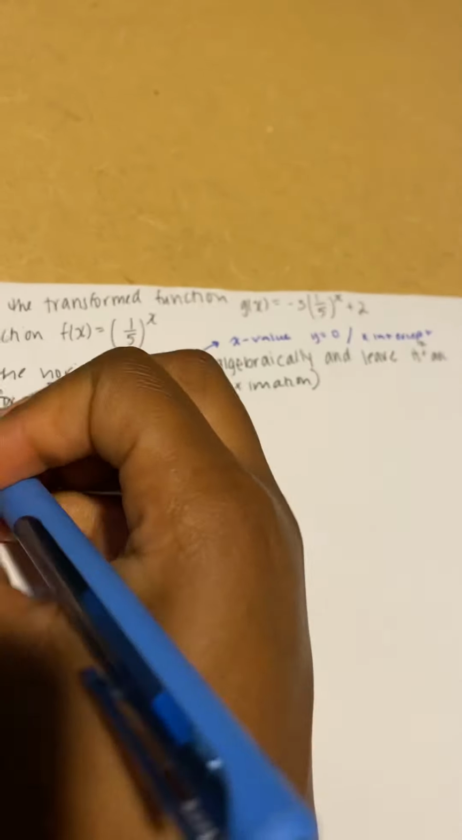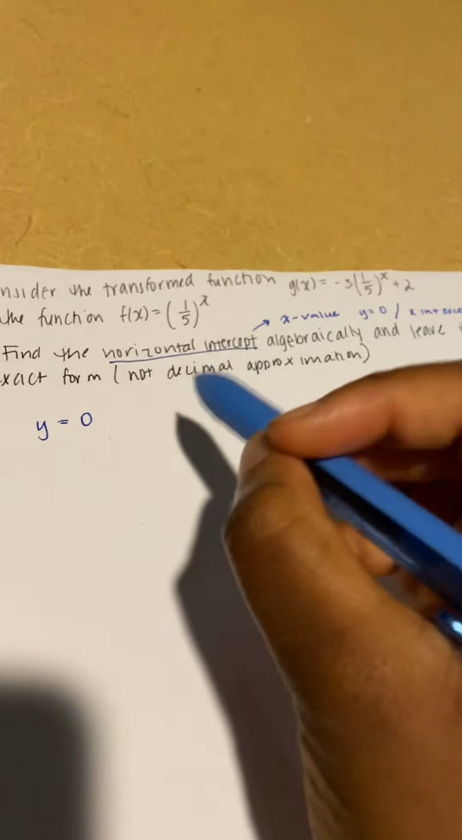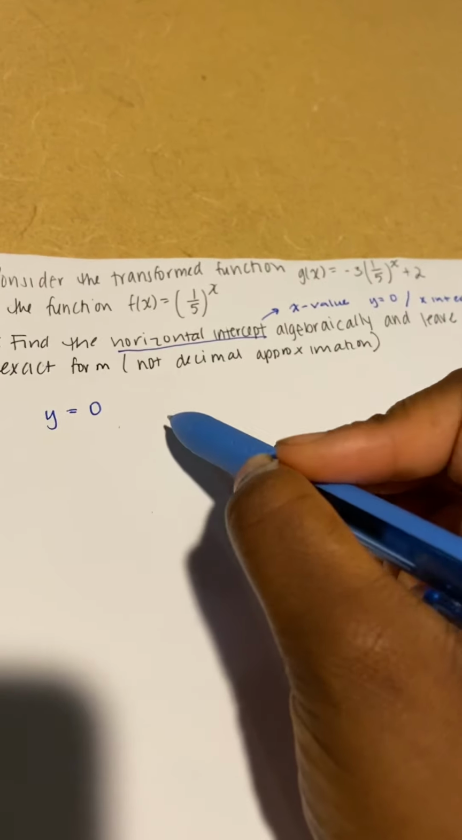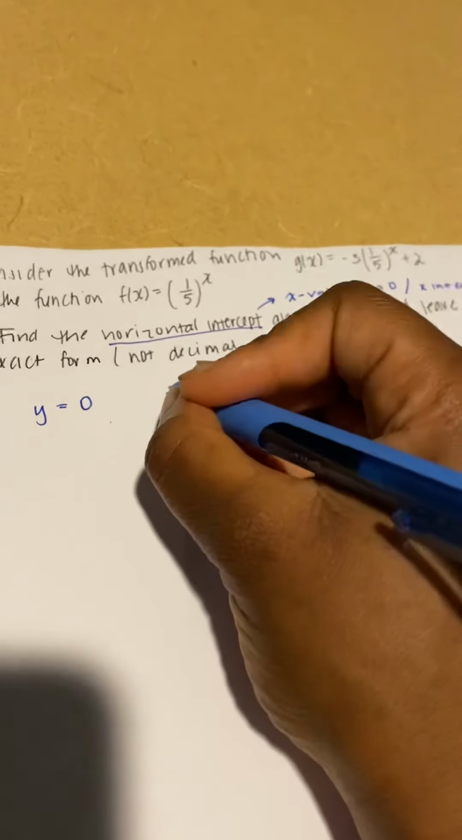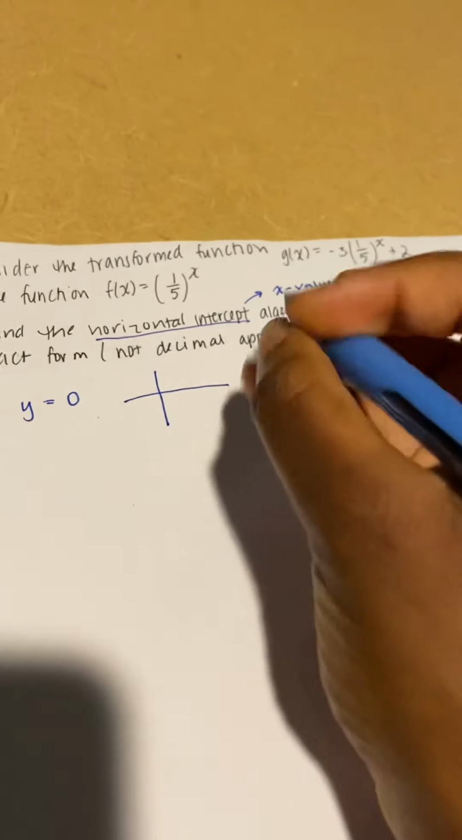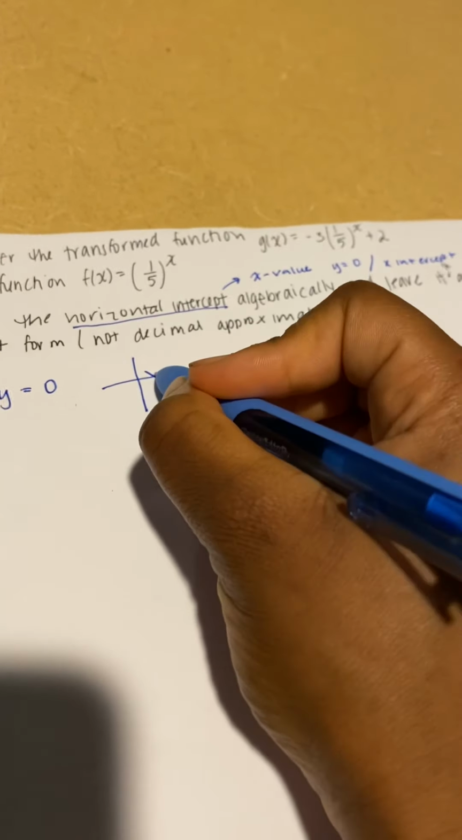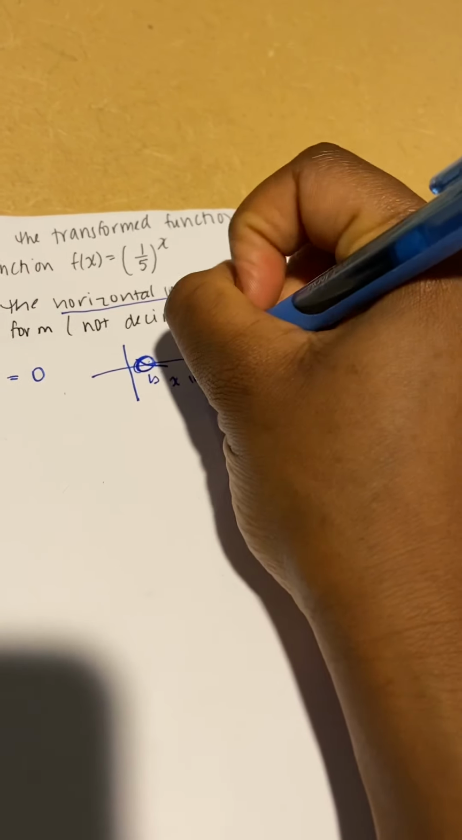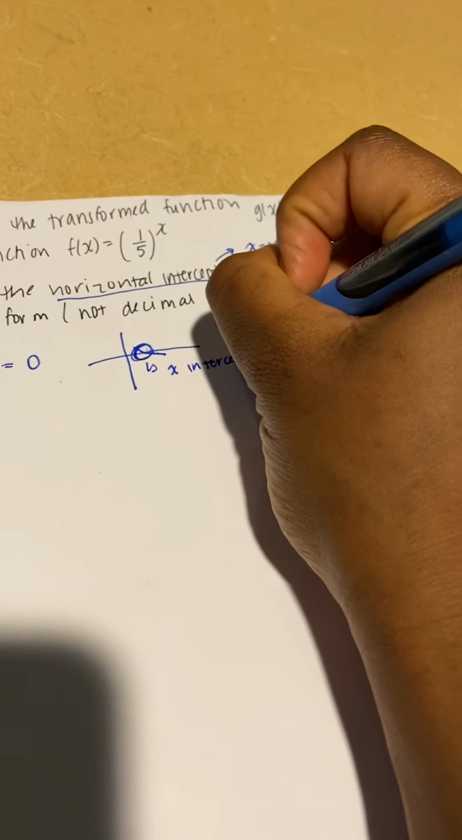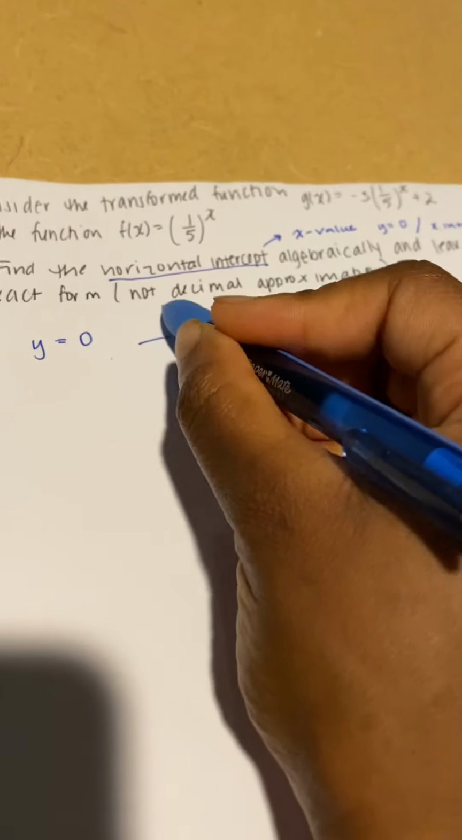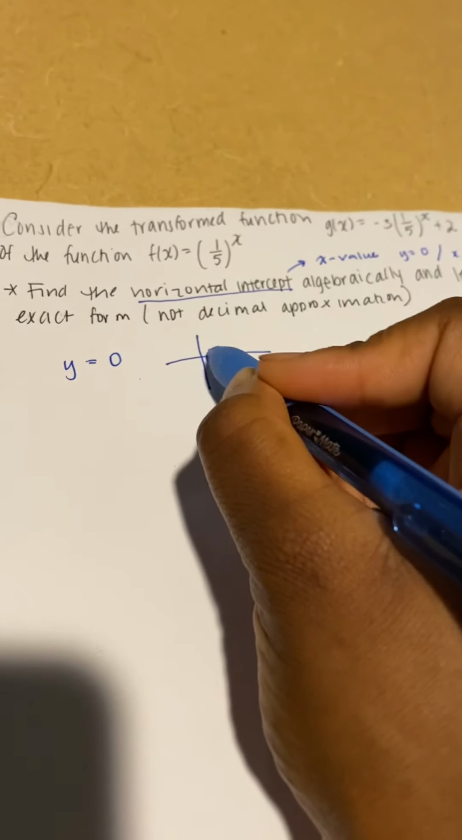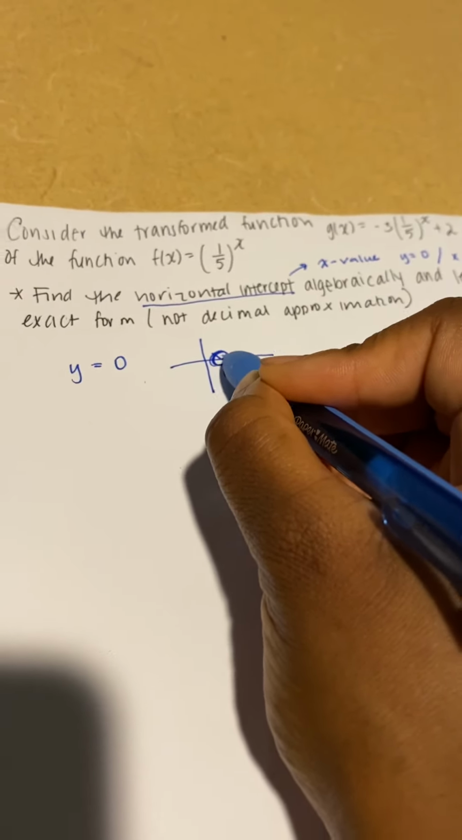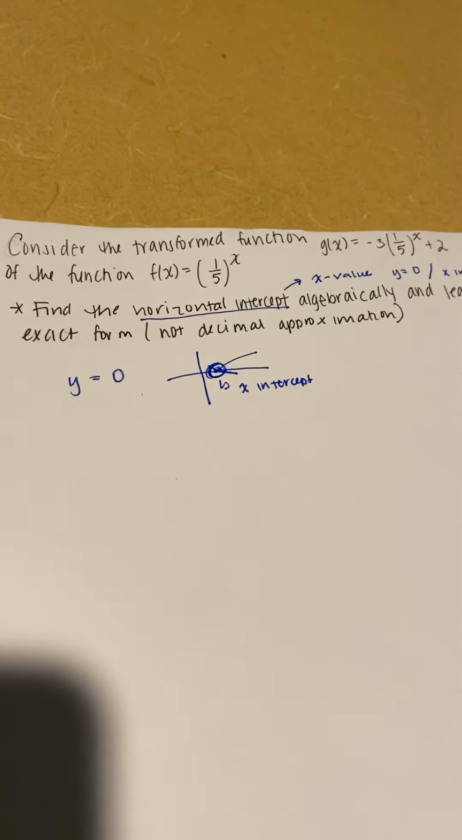In order to find your x-intercept, your y has to be equal to 0, because your x-intercept only intercepts the horizontal axis, which is your x-axis. So it would kind of look like this. This would be your x-intercept. And you can see that it only happens when your y, your vertical value, is 0, while your x value, that's what we're trying to find.